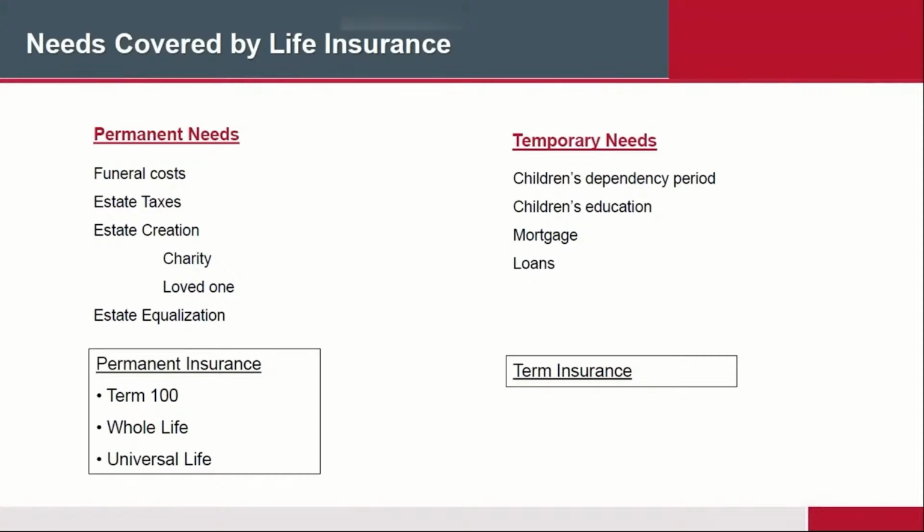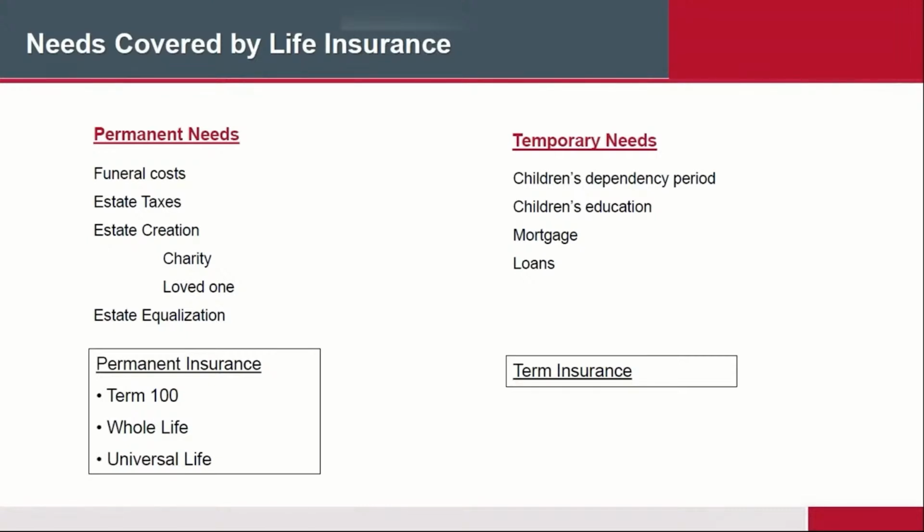And of course, leave money to your loved ones. You leave it to your spouse, leave it to your children, your parents, whatever the case may be. Those are all what we refer to as estate creation. But those are all permanent needs because none of us know when we're going to pass away.